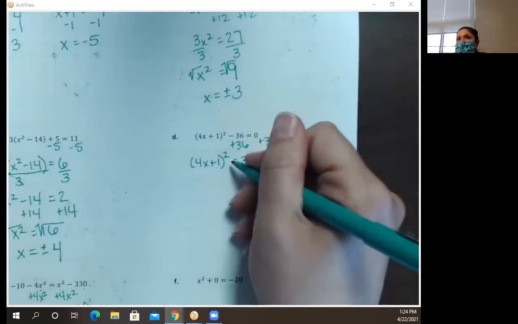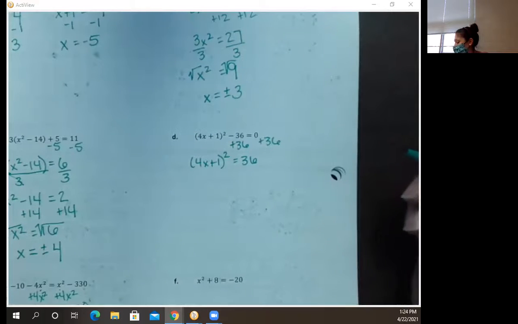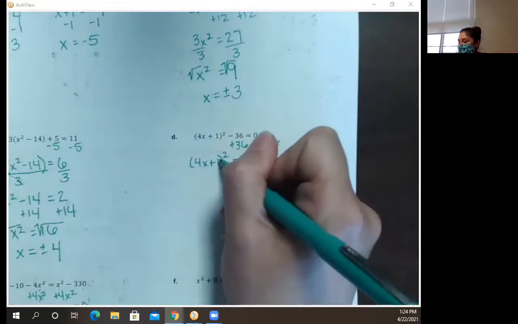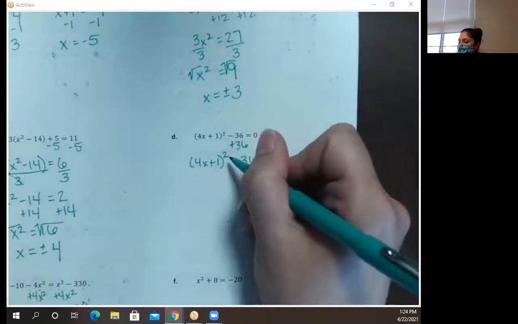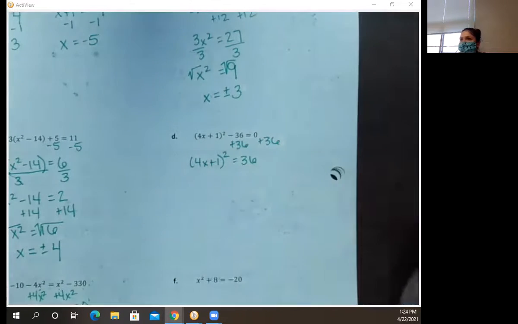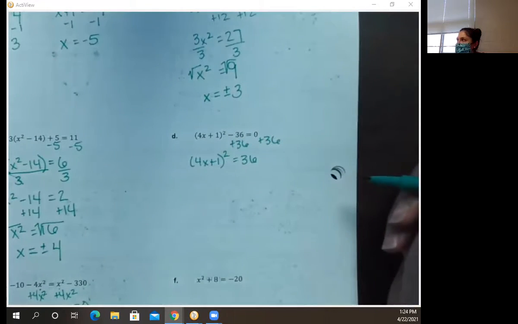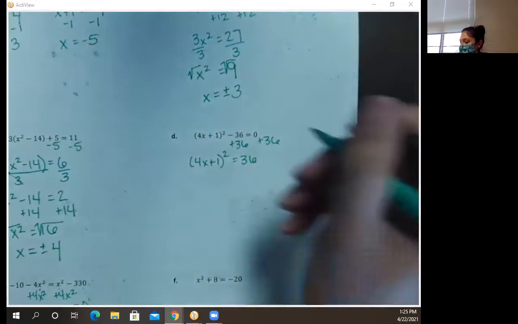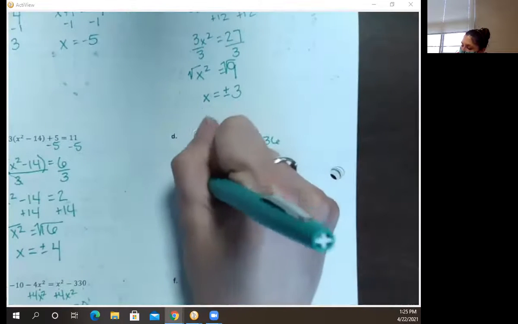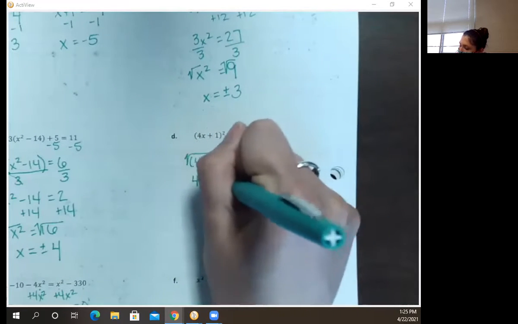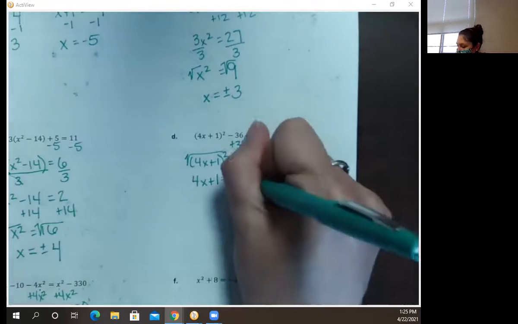Now that the squared thing is by itself, I'm going to take a square root. I do not want to move anything inside parentheses right now. I have to get rid of the square before I can touch anything in those parentheses, okay? So don't move the 1, don't divide by 4. We can't touch any of that yet. I have to get rid of the square. I've got to take a square root. Now I've got 4x plus 1 equals plus or minus, we know the square root of 36. 6, I think we saw that one earlier today.